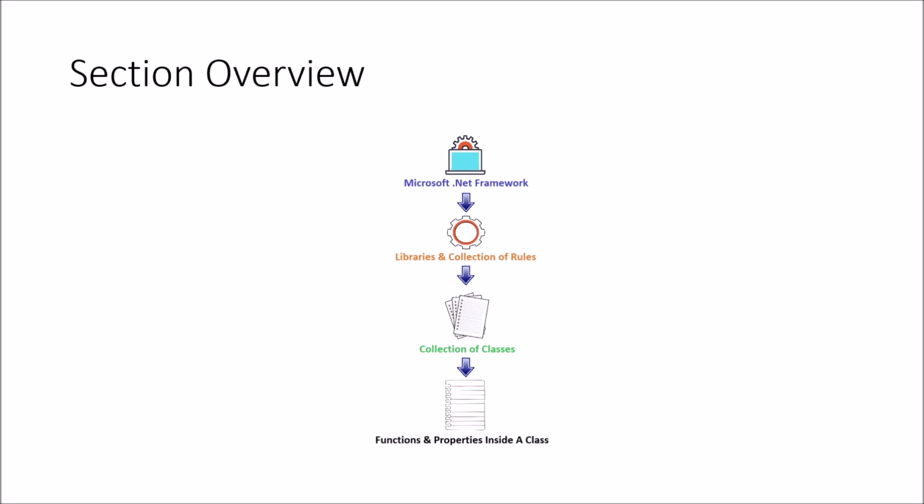So, our section overview. What we've learned so far is the basic concepts of the .NET framework: that a framework starts with a collection of libraries and rules, and within those libraries and rules, a collection of classes. And a class is a collection of functions and properties. So that's really what a framework is, at a 300-foot view, a very high level view.